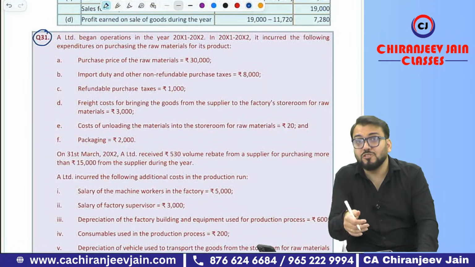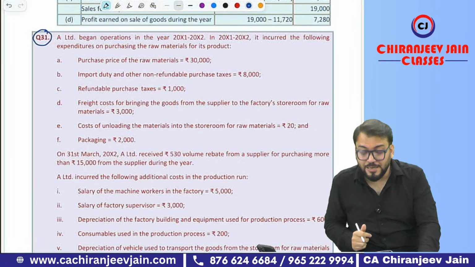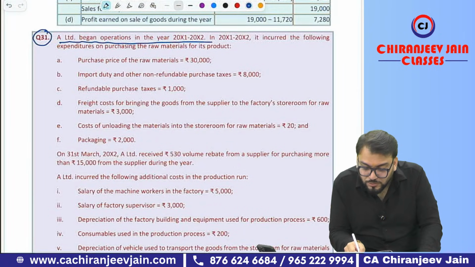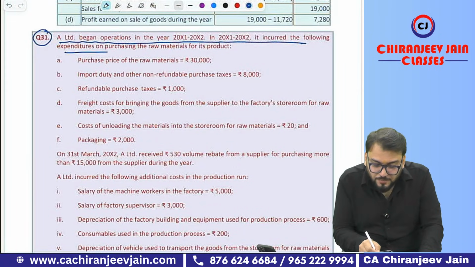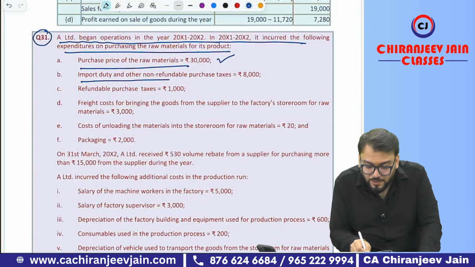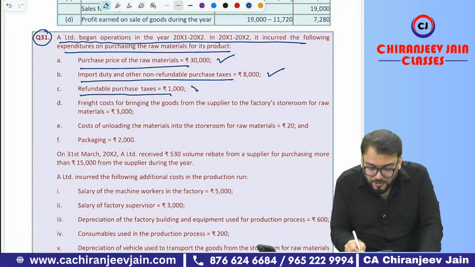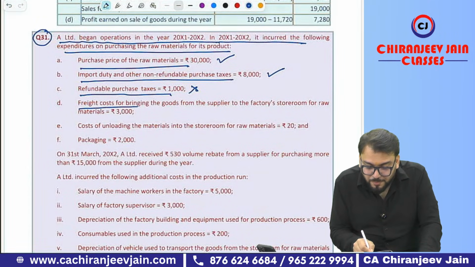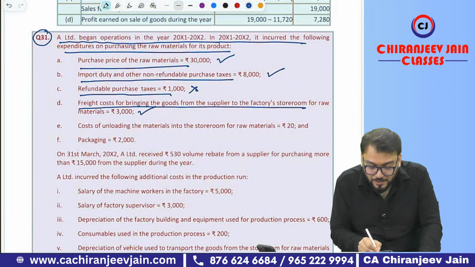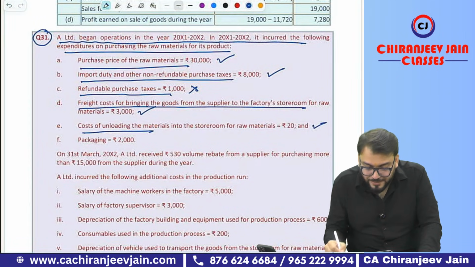I don't know whether this question will be asked or not, but a part of this question can be asked in the exam. A Limited began operation in the year 2001-2002. In 2001-2002, it incurred the following expenditure on purchase of raw material for its product. Purchase price of raw material will be added. Import duty and other non-refundable purchase tax will be added. Refundable purchase tax will not be added. Freight cost for bringing the goods from the supplier to the factory storeroom for raw material will be added. Cost of unloading will be added.